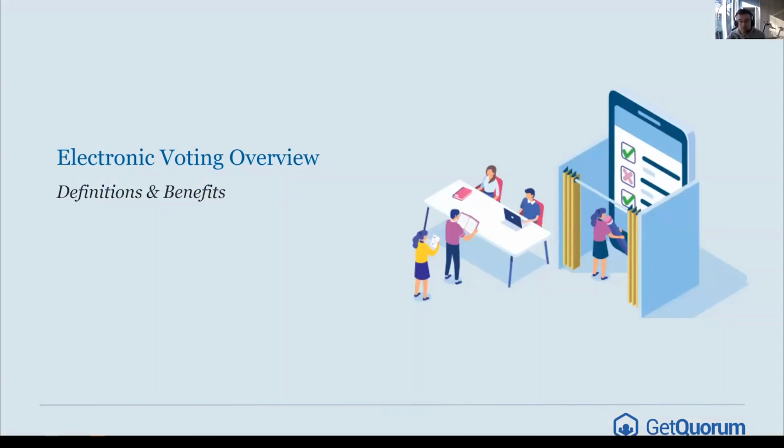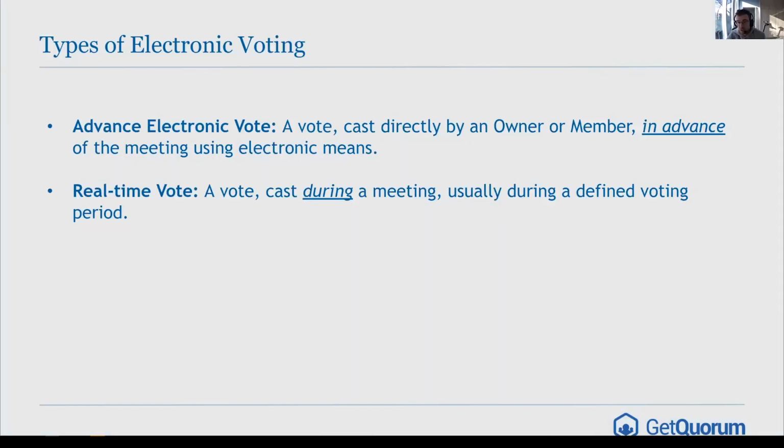So let's kind of set the table for what we're going to be talking about today. We're going to talk about two different types of votes. The first is an advanced electronic vote. What the heck is that? It's a vote cast directly by an owner or member of your community in advance of the meeting using electronic means. So maybe on your phone, your tablet, your PC, anything that's an internet-enabled device, an advanced electronic vote, you're able to vote on matters pressing at your upcoming meeting.